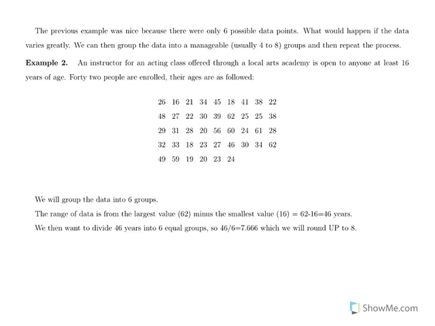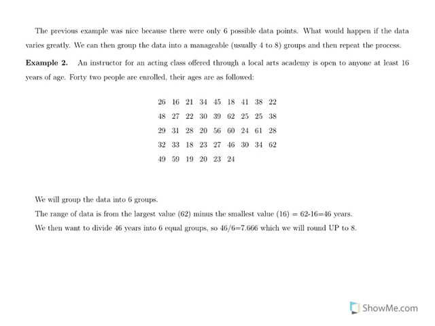So that previous example is a nice introductory example because there were only 6 possible data points. However, for many examples, we're going to have a lot more data points. It's not just going to be 6, and it could vary greatly. In fact, it could be a continuous kind of thing. So what we're often going to do is group the data into a manageable number of groups. And that's usually going to mean 4 to 8 different groups, and then repeat this process. So let's look at another example.